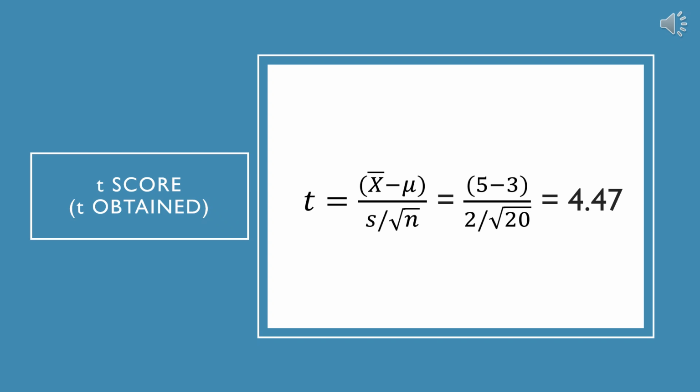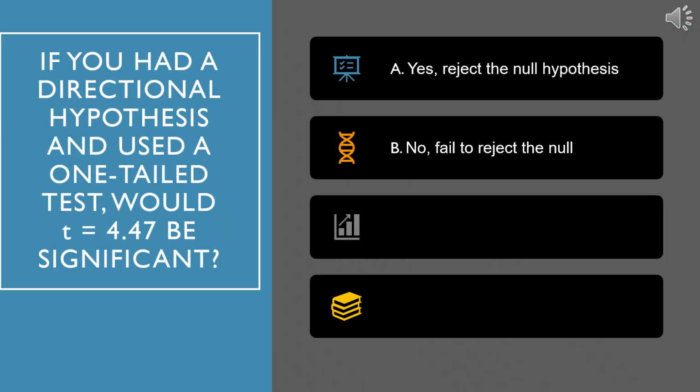So since you don't know the population standard deviation, you're going to run a one sample t-test, right? You've got all these pieces of information. If you plug them in from the previous slide, you should get an obtained t-score of 4.47. Now you already knew this slide was coming, so if we had a directional hypothesis that in fact, my students drank more coffee on average than the population, therefore, we would use a one-tailed test for the one sample t-test. Would an observed t-score of 4.47 be significant? And what would you do with the null hypothesis?